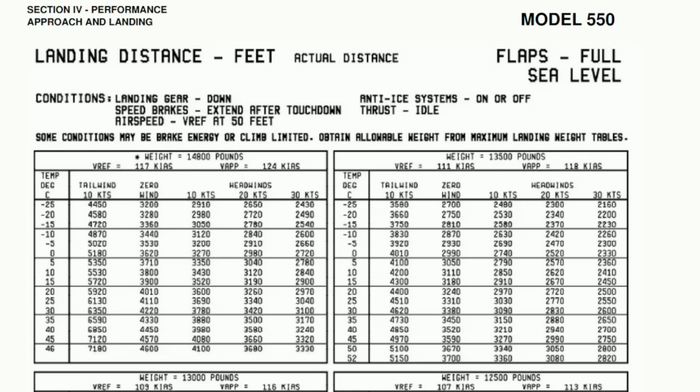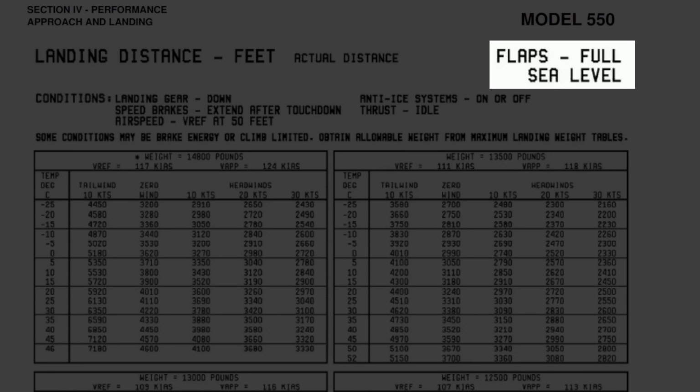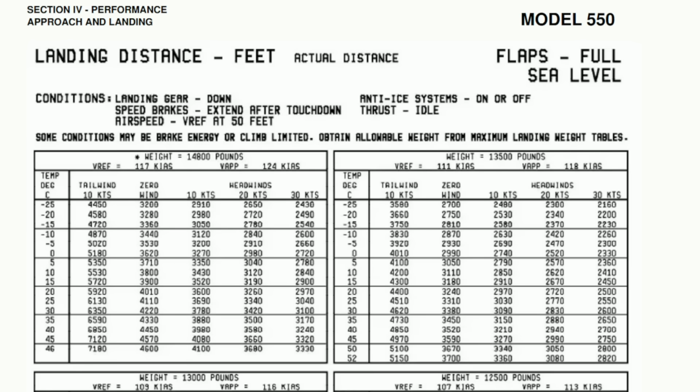This is the performance table for landing. We can see the configuration is flaps full at sea level. Montgomery is 400 feet, but there is no difference. Trust me, there is no difference between sea level and 1,000 feet altitude elevation.